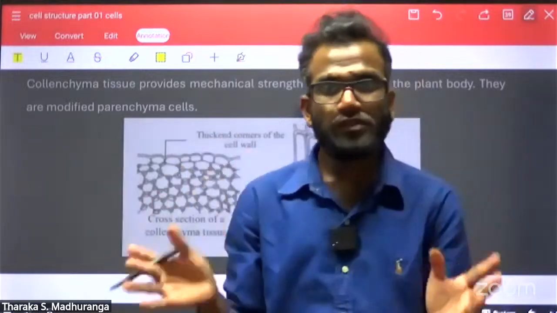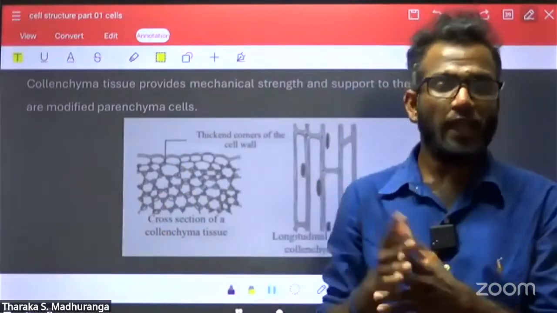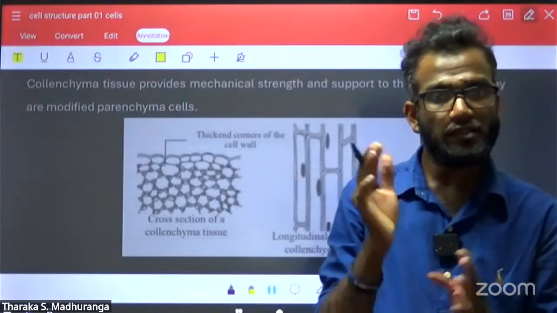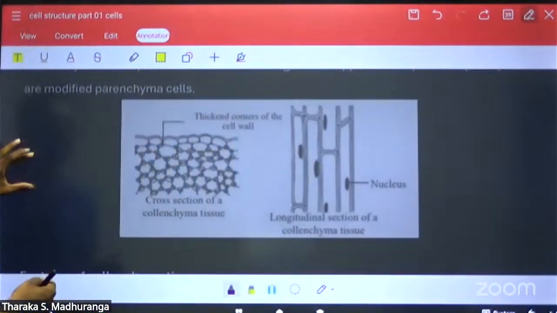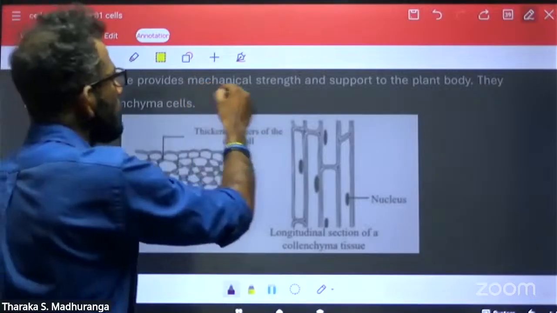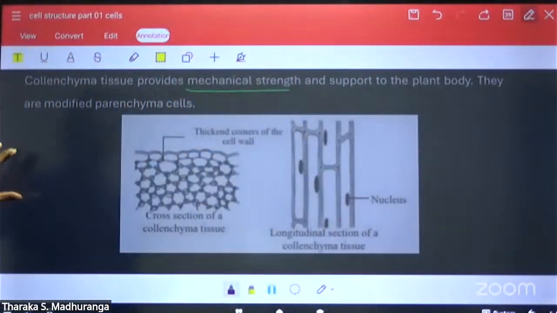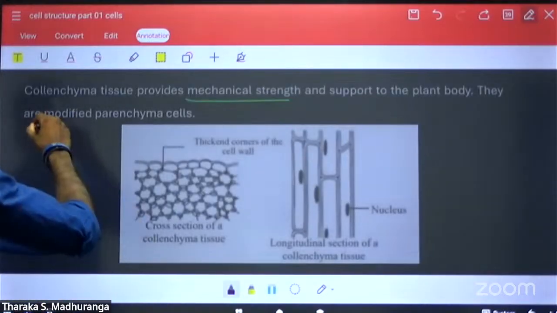The tissues are matured. Therefore, it is important for the plant strength as well. In addition to photosynthesis, it is important for the mechanical strength and support to the plant body. They are modified, and this one is important.